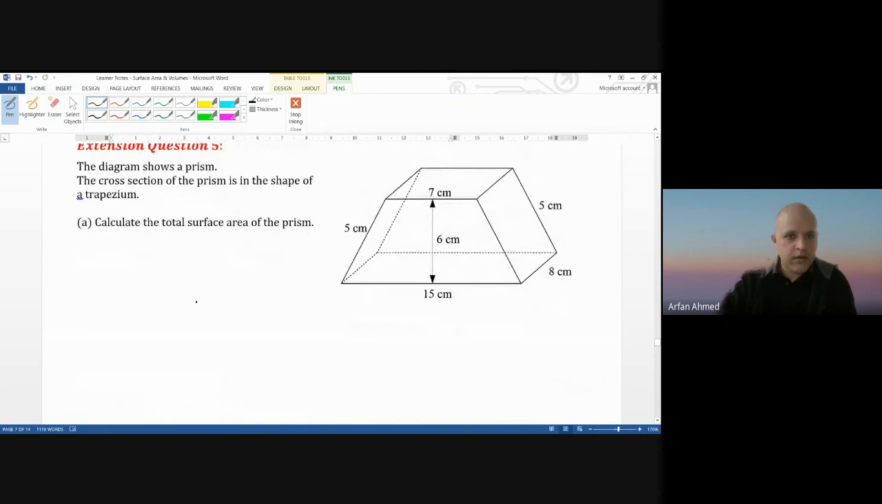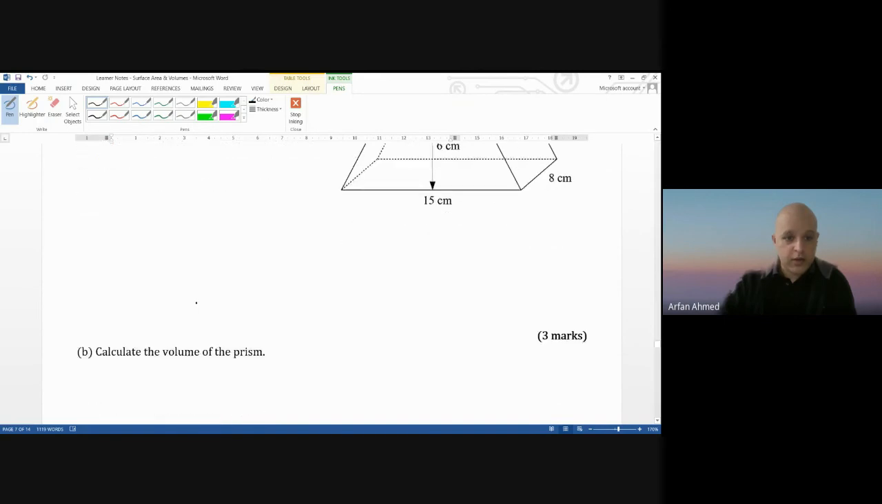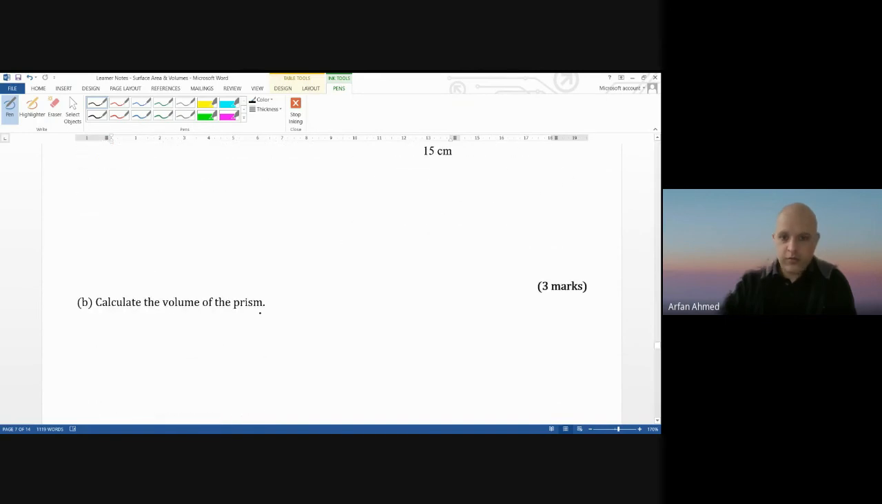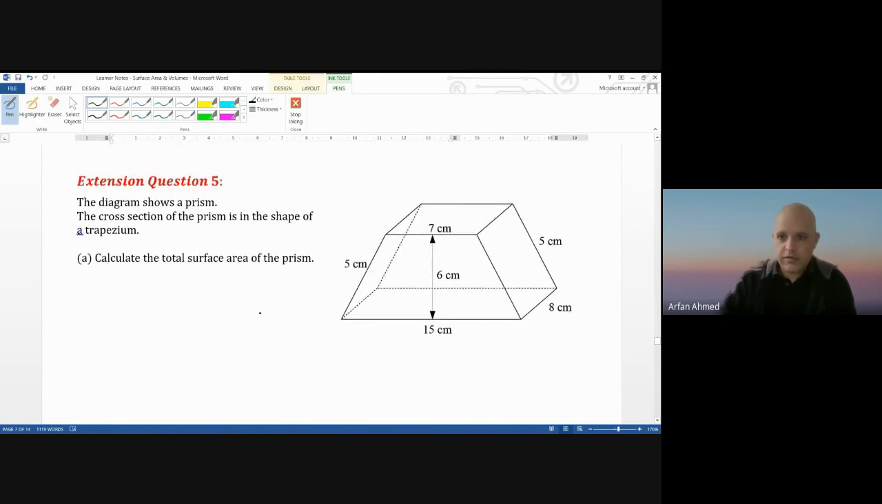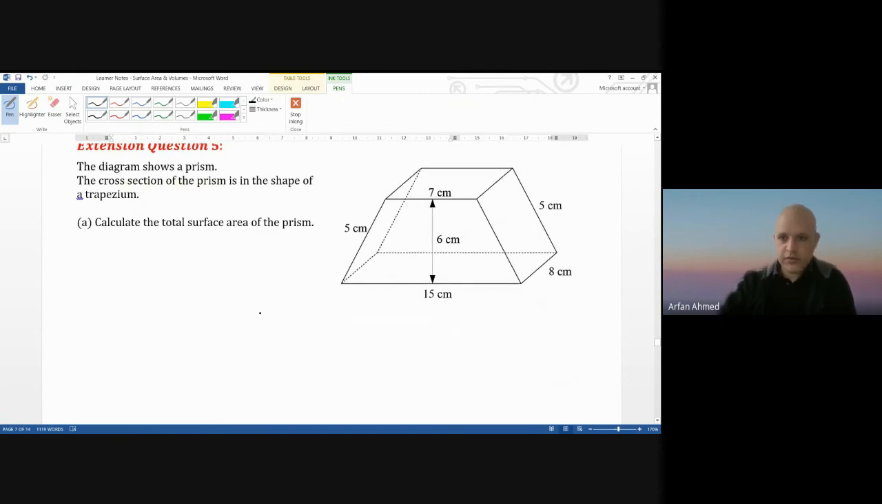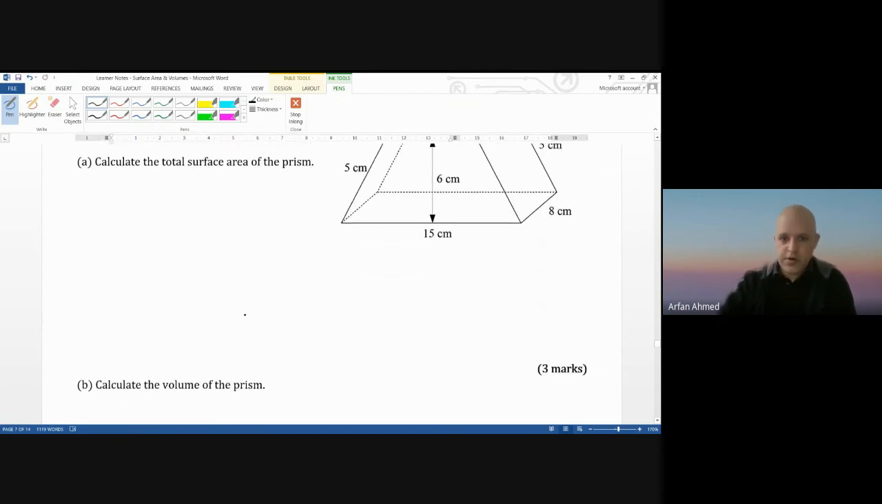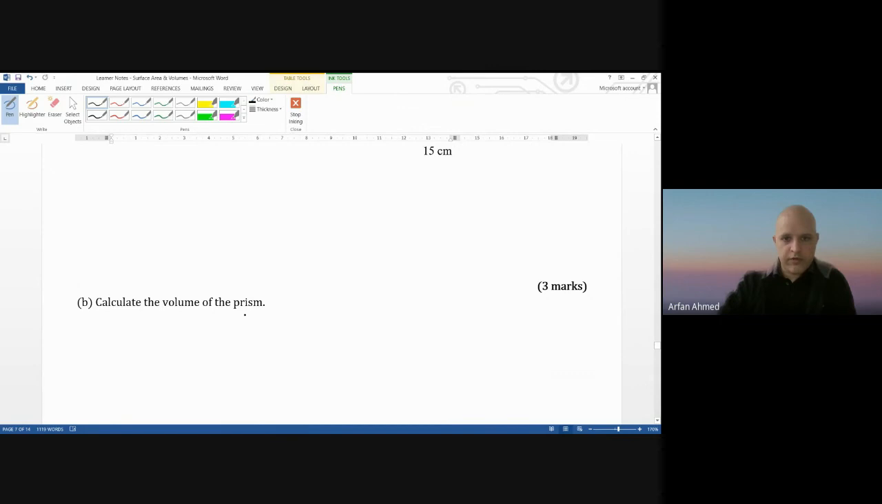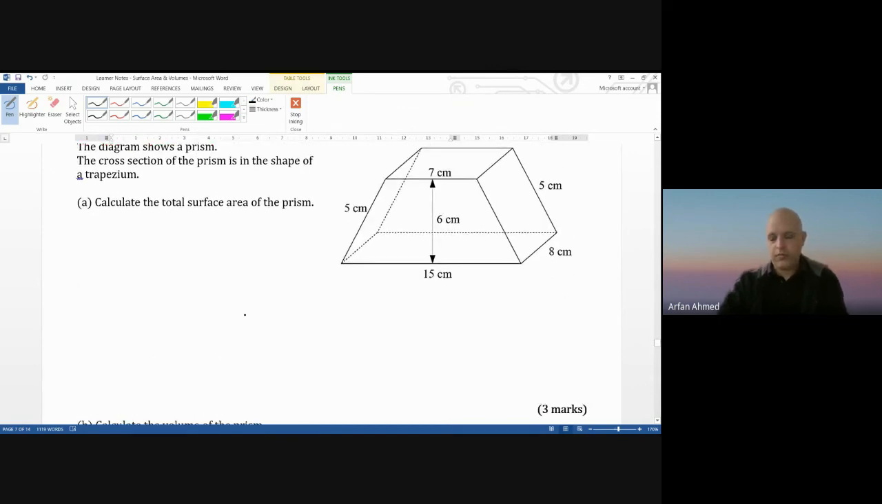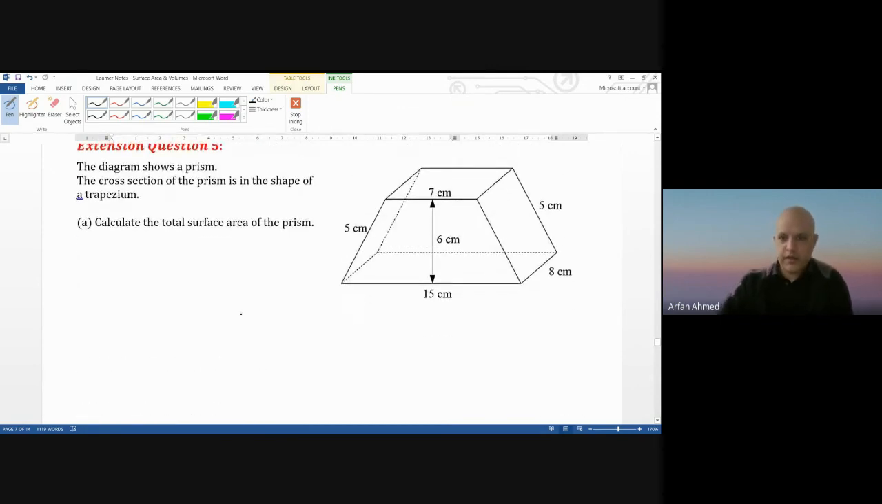Next one. Diagram shows a prism. Cross section of the prism is in the shape of a trapezium. Calculate total surface area. And then it says calculate the volume. So for the same shape, we're going to have to work out total surface area, and later on, we're going to have to work out the volume. Let's do surface area. Like it said, the cross-section bit is that front bit there.